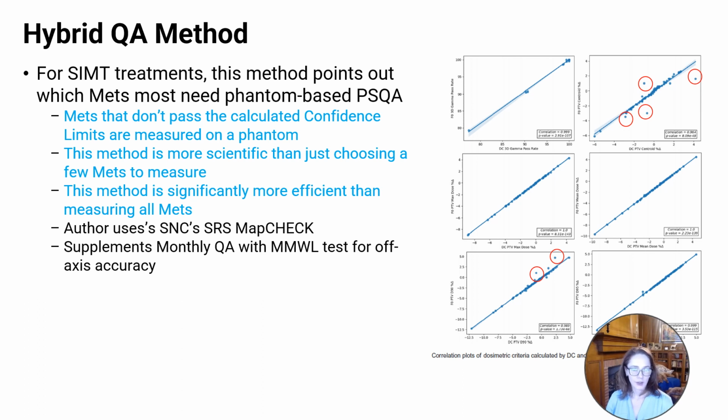This particular site used SRS MapCheck for their phantom-based patient-specific QA when they did need to do a measurement, and they supplement their monthly QA with the multi-MET Winston-Lutz test for off-axis accuracy.